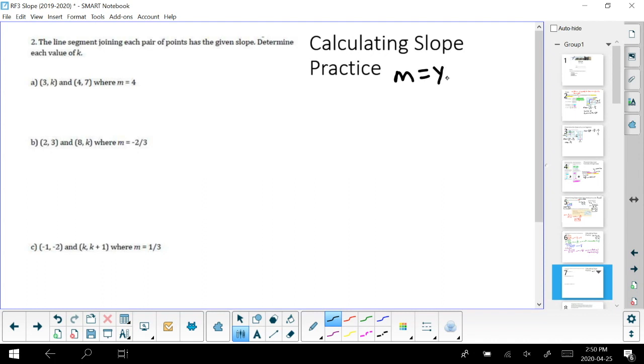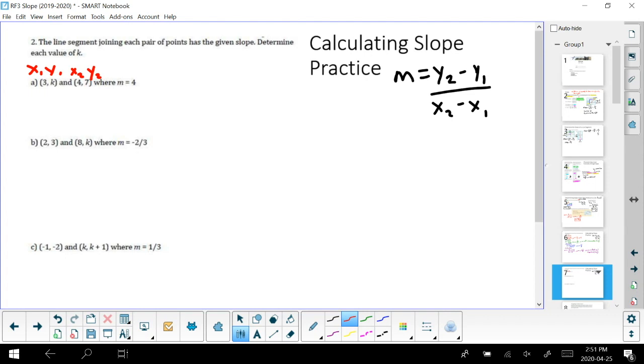Again, let's write our slope formula up here in the top right. And this type of problem throws a bit of a wrench at us. We don't know everything about the 2 points. We're actually going to try to find out a value of k. So that could be the x or the y value of a specific point. So the first thing that we're going to do is label your x1, y1 and your x2, y2.